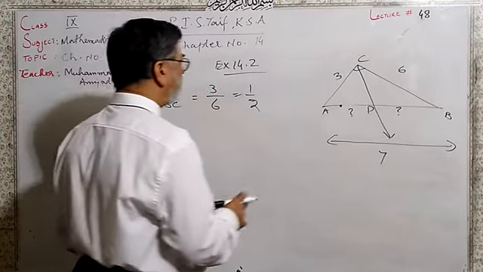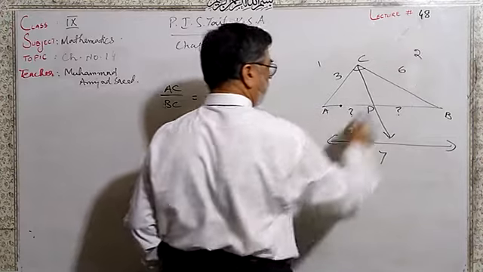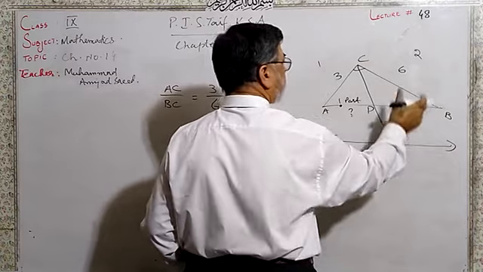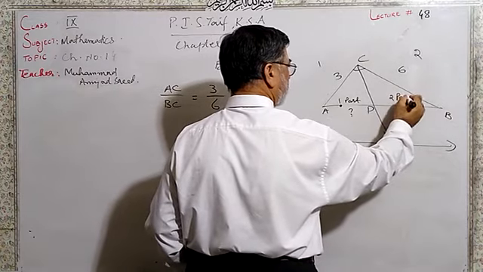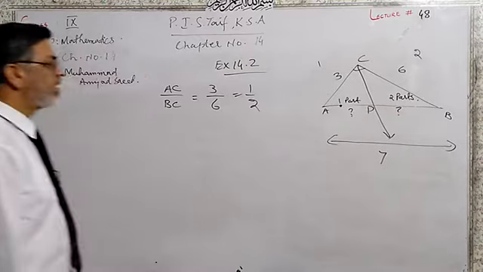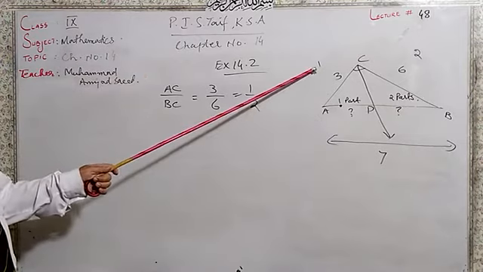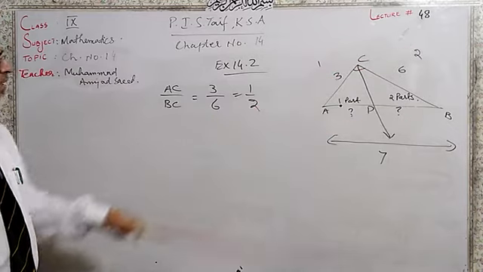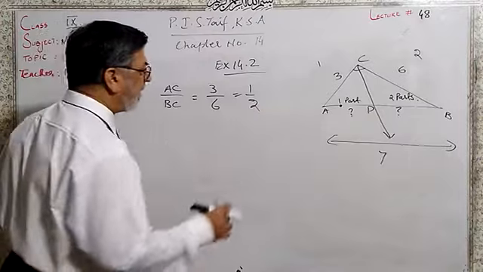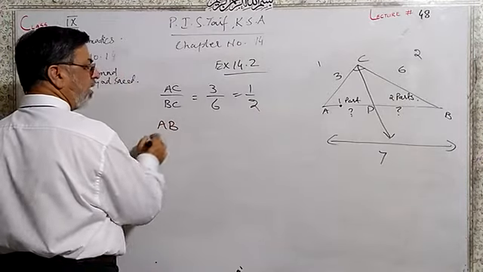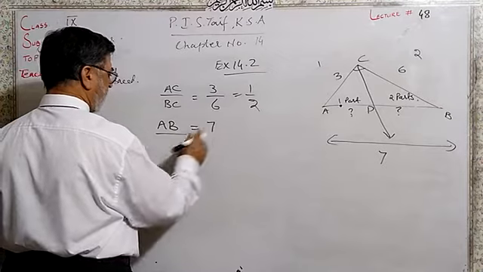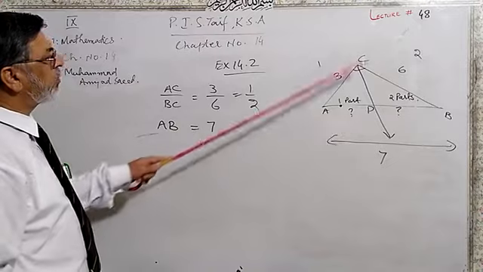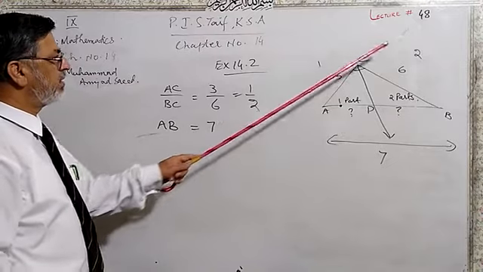It means that if this is 1 and this is 2, AD will be 1 part and BD will be 2 parts. AD is 1 part because of that. BD is 2 parts because of that. Now, what is the total side? AB is equal to 7. You have to divide this 7 into 3 parts.